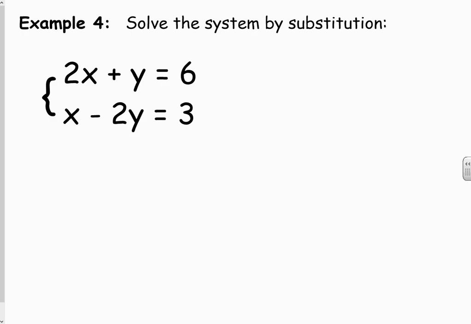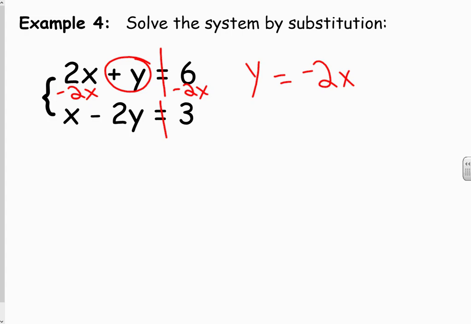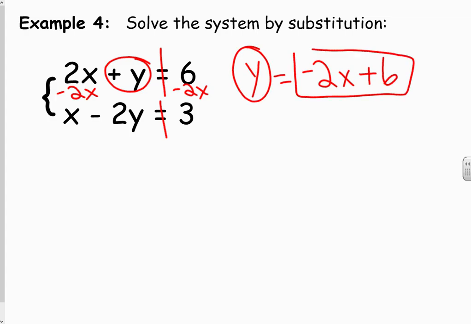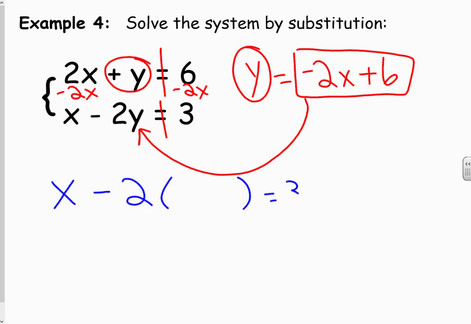What you might have noticed is a little challenging on example 4 is we don't have a variable that's by itself. I could either pick y or x and solve for it to be by itself. So I'm going to pick this y, which means I need to get that 2x to go to the other side. So now it reads y equals -2x plus 6. Since that's what y equals, I'm going to take it and I'm going to plug it in for y. The equation on the bottom is x minus 2y equals 3.